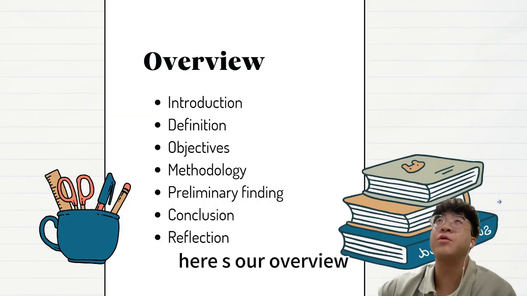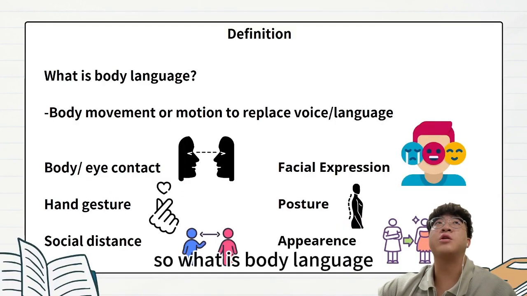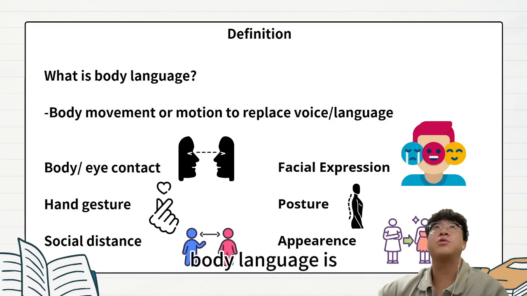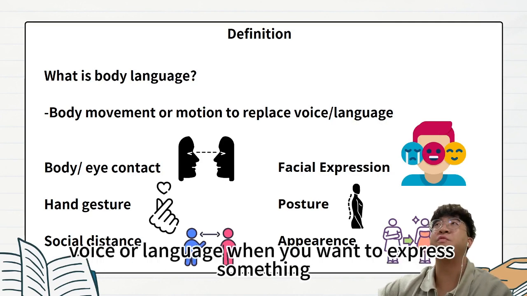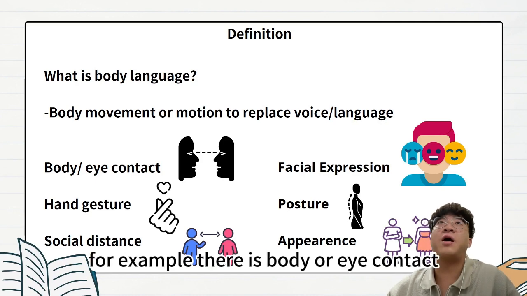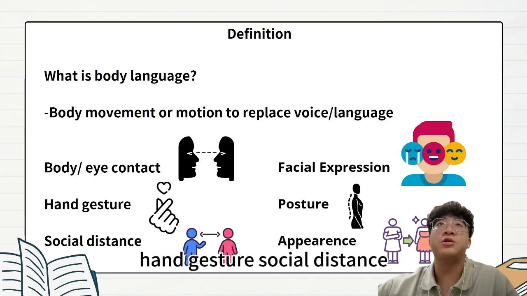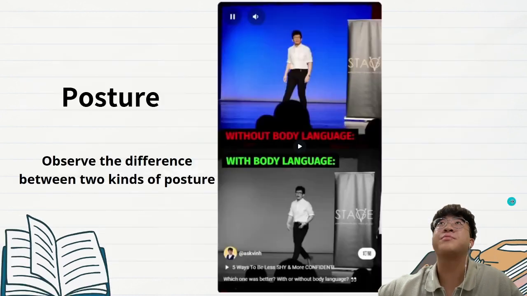Here's our overview and this is the definition. So what is body language? Body language is body movement or body motion to replace your voice or language when you want to express something. And there's all kinds of body languages. For example, there's body or eye contact, hand gesture, social distance, facial expression, posture, or even appearance.